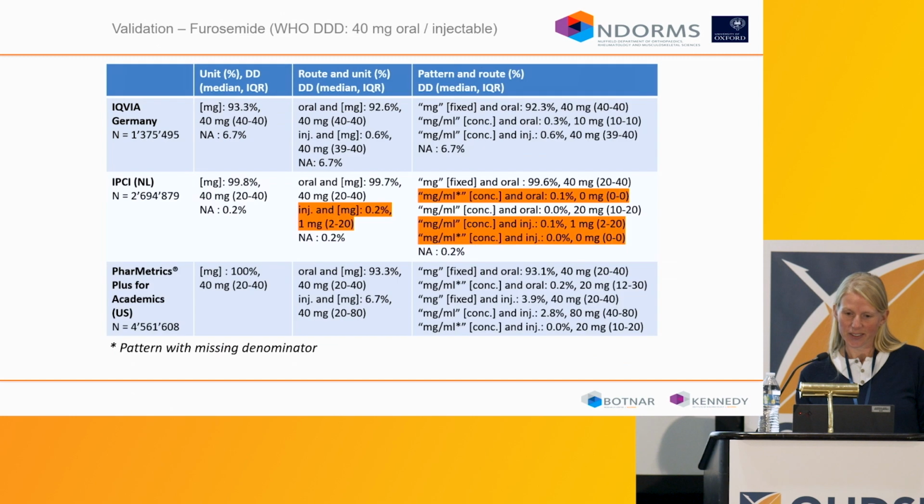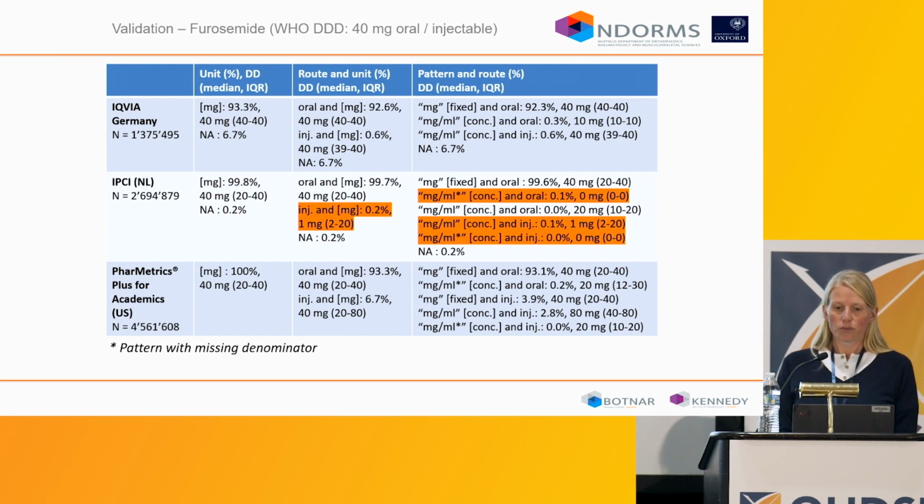Let's see what's going on here. Okay. So we have those 3 databases, which is the IQVIA Disease Analyzer Germany, the Dutch Primary Care IPCI Netherlands, and PharMetrics Plus for academics. And in the first column, you would see the most simple analysis, where we only looked at what the unit was. And you see that the majority of drug records had a milligram unit, and our dose estimates were exactly like the WHO daily dose.